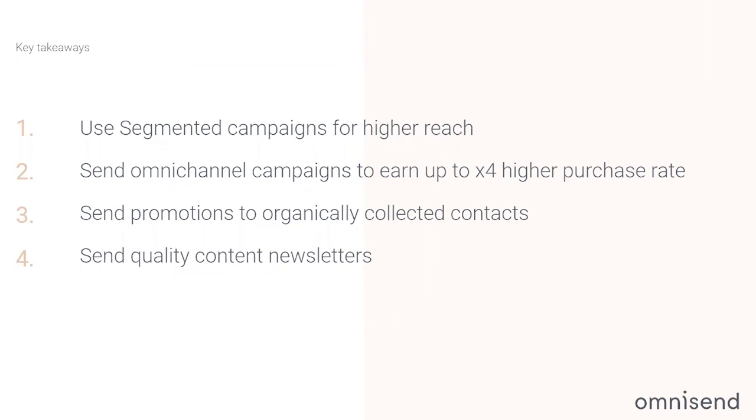Key takeaway 2 is use omnichannel. Send omnichannel campaigns because those can have 4 times higher purchase rate. Why don't you start with an email campaign, send a campaign booster, and finish with an SMS campaign for all of the non-openers? Also make sure that you send promotions to the contacts that you collected organically. So keep your list healthy and clean it at least twice a year.